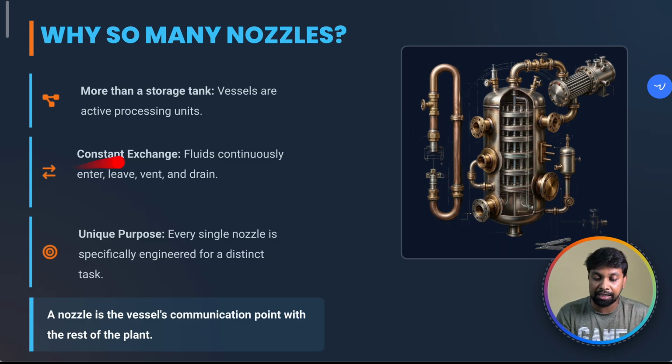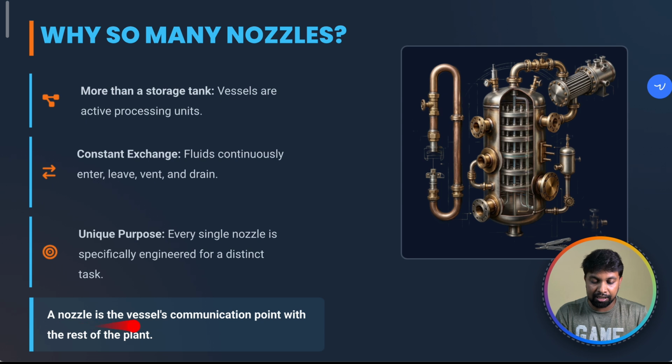And we have constant exchange. Fluids continuously enter, leave, vent and drain. And there will be some unique purposes also. Every single nozzle is designed specifically for a distinct task. And in coming slides you can see there are different kinds of nozzles. All the nozzles have a specific, unique requirement.